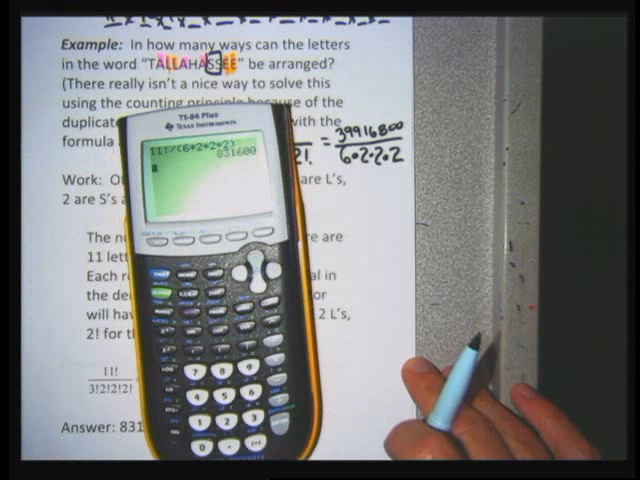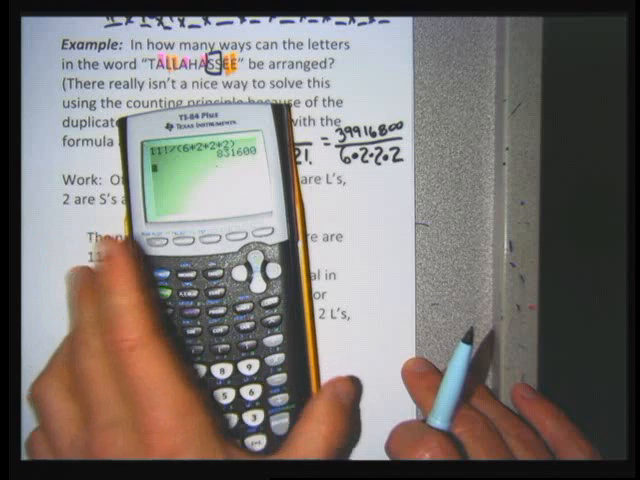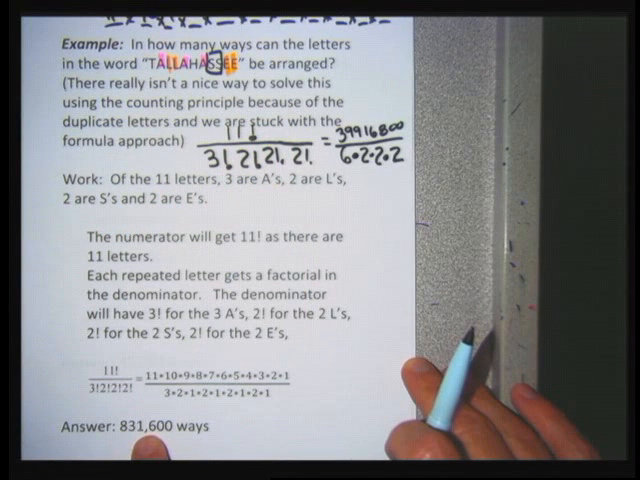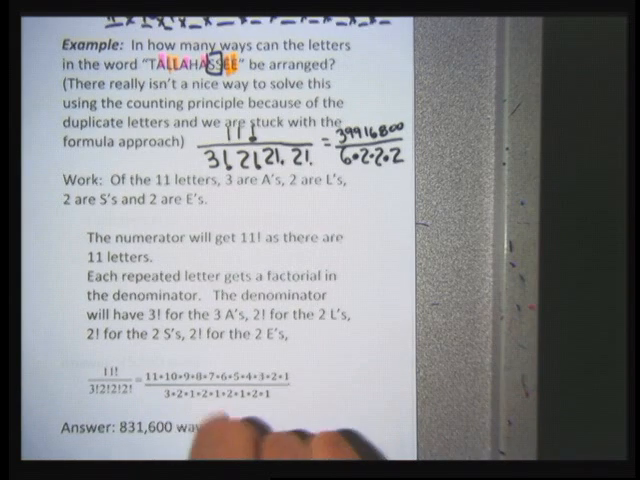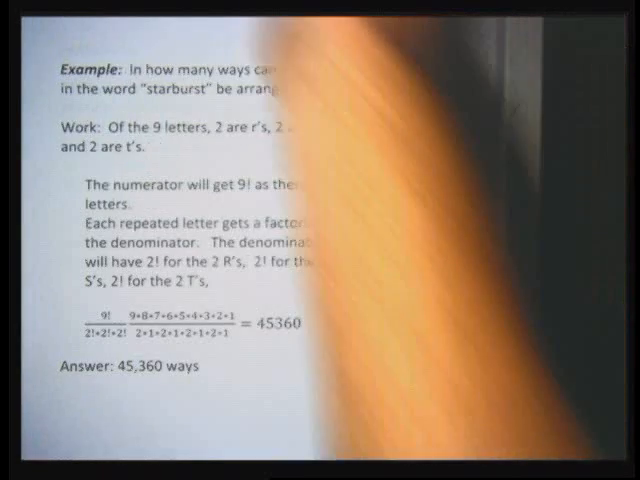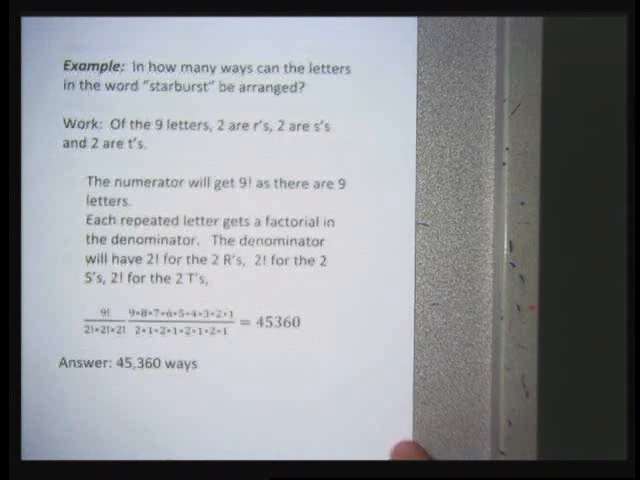And that's going to come out to be 831,600 distinguishable ways to arrange the letters of Tallahassee. All right, another problem. How many ways can the letters of starburst be arranged?